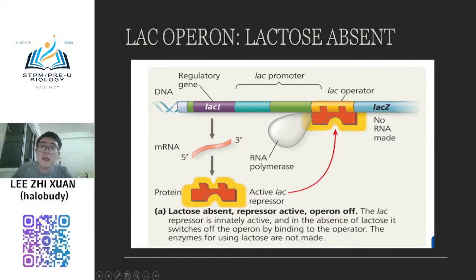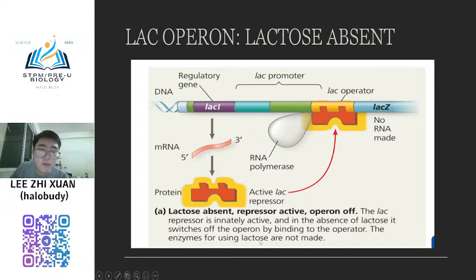If this repressor protein binds to the operator, then the RNA polymerase, if you still remember, plays the role in the transcription process, the initiation process. RNA polymerase will bind to the promoter to initiate transcription. But because the operator is already bound by the repressor protein, our RNA polymerase cannot bind to the promoter region. The lac repressor is innately active, and in the absence of lactose, it switches off the operon by binding to the operator.